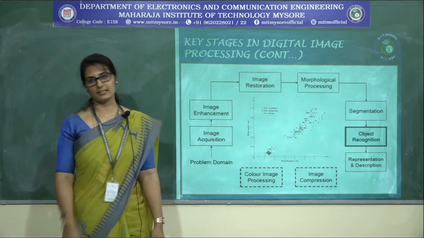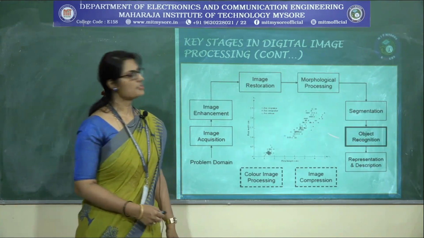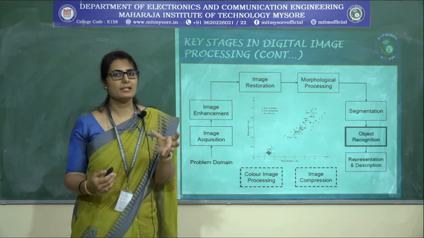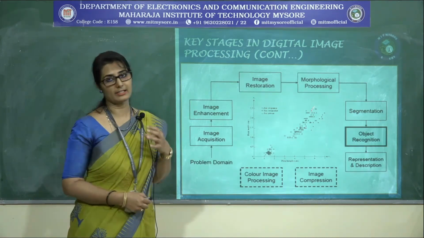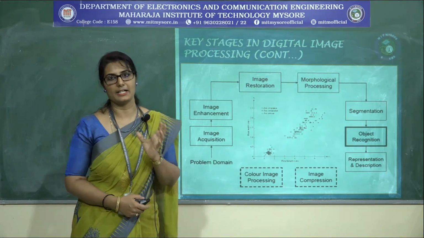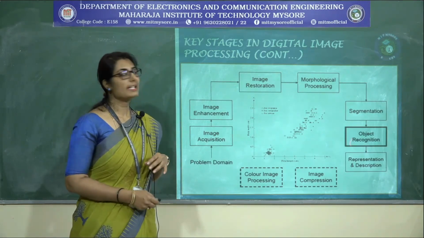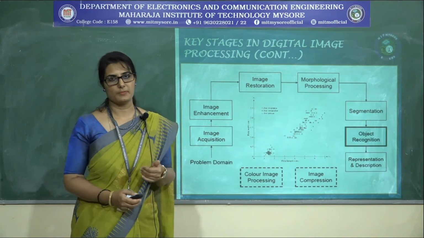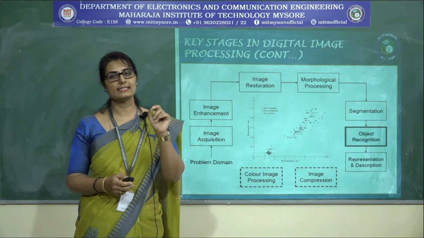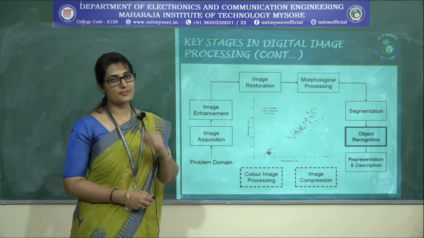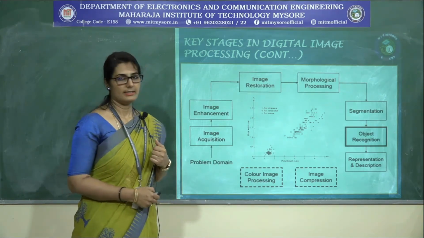Next is object recognition. Object recognition is nothing but assigning a label to the object which has been recognized or identified. This is mostly used in law enforcement, that is, to recognize the vehicle or to recognize the vehicle number, etc.